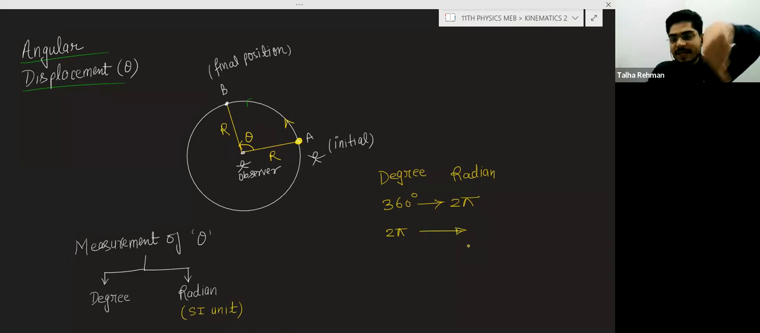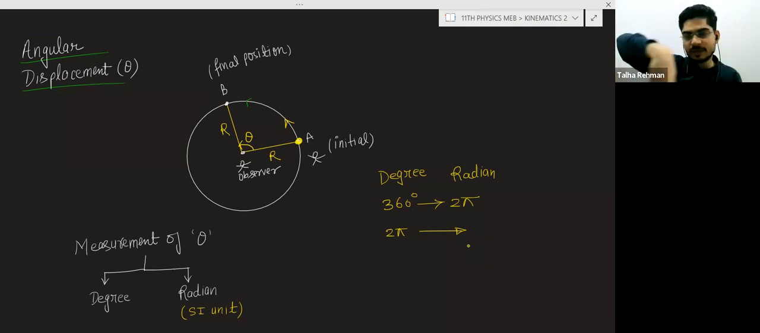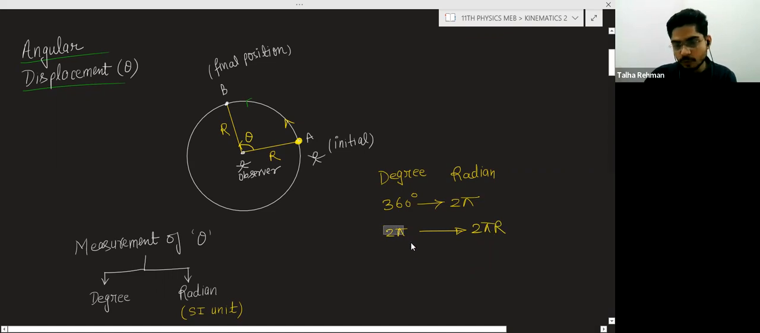What will be the length of the circle? How can we calculate the perimeter or the length of the circle? Do you know? 2 pi r. Okay, 2 pi into r. So for covering 2 pi angle, the length of the circle is 2 pi r.